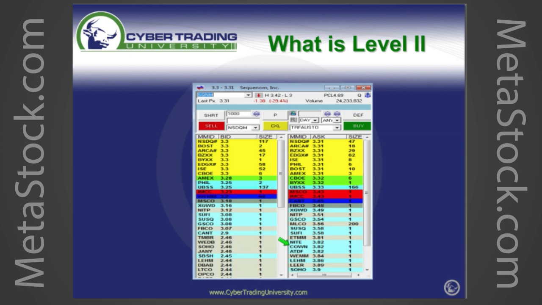So what do direct access systems have? Well, let's talk about some of the features that the MetaStock platform has. Does anyone here know what level 2 is? Anybody know what level 2 is? Everyone should have it on their MetaStock platform.